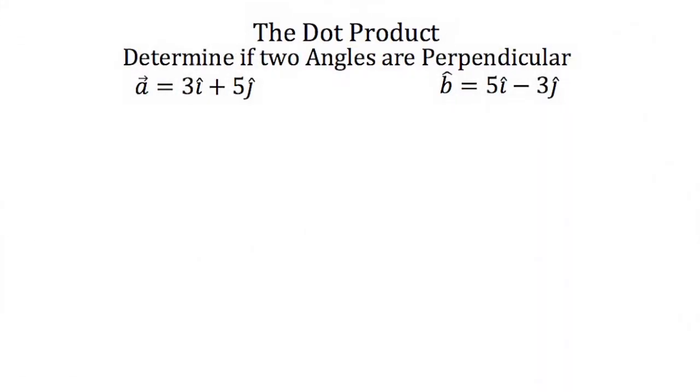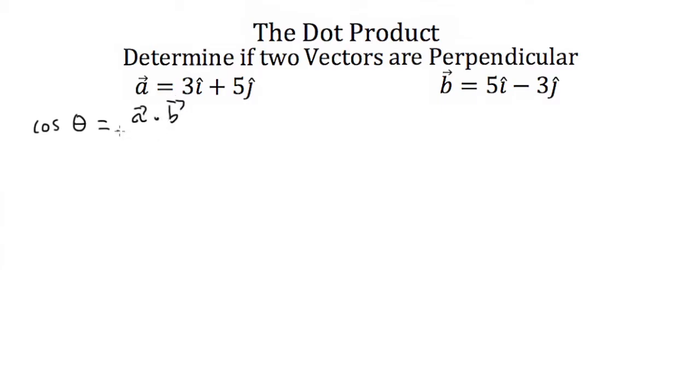So if we can use the dot product to find the angle between two vectors, let's try using the dot product to determine if two vectors are perpendicular, because that would mean the angle between them is 90 degrees. So we're going to use our formula. The cosine of the angle between our two vectors is equal to the dot product of our two vectors, so A dotted with B, and then divided by the magnitude of A times the magnitude of B.